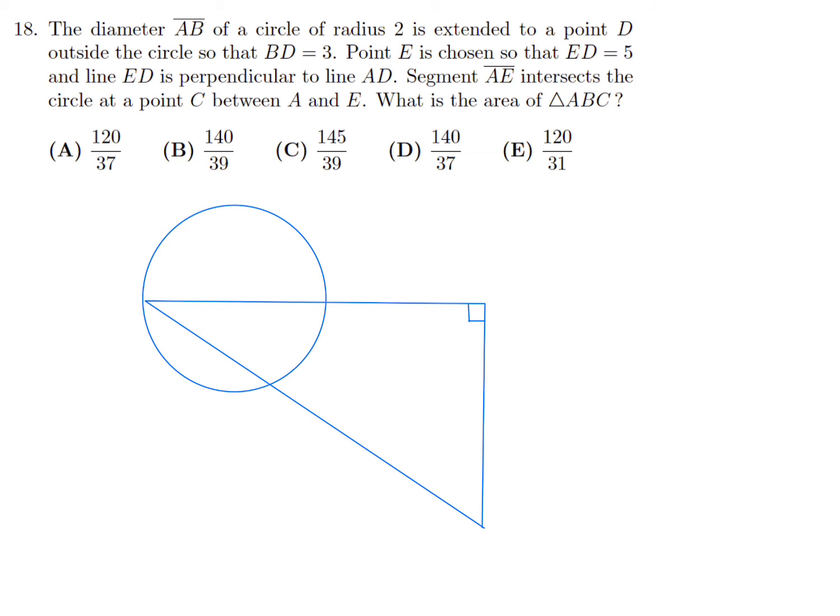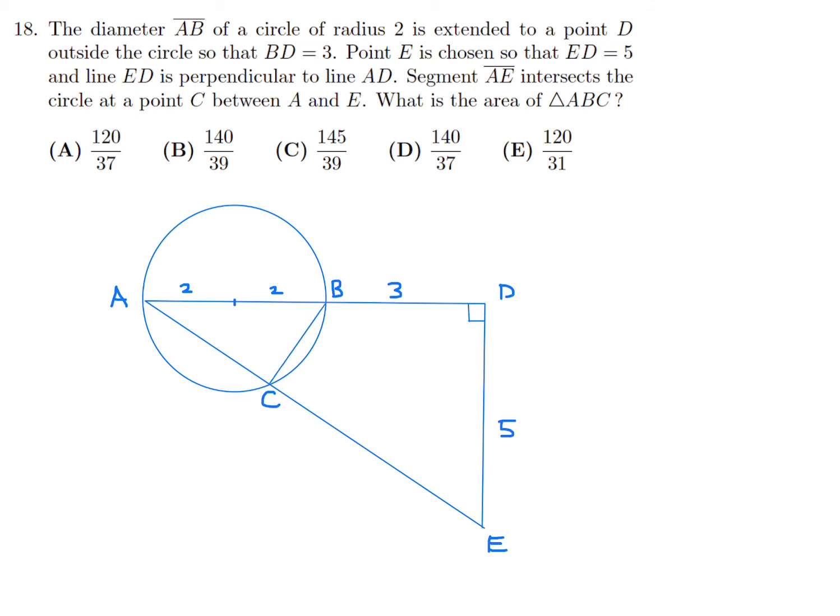Now let's label this. We've got A here, B here, with a radius of 2, so this is 2 and that's 2. B is extended to D so that BD is 3. Then ED, this is E, is 5 and it's perpendicular. What do they want me to figure out? The area of ABC, where C is the point where it intersects the circle.